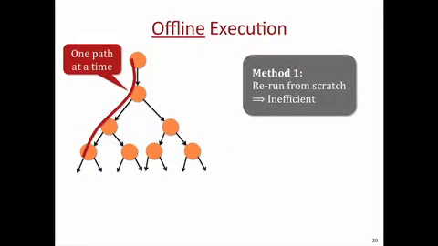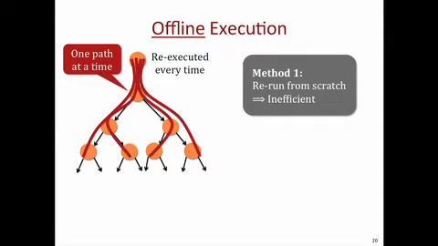First of all, offline execution tries to run a single path at a time. In other words, we generate a concrete input and execute a single path. And when we try to explore another path, we generate a new input and rerun the entire program from scratch. By rerunning a program from scratch, we only need to consider a single path, a single program state, at a time. So this is very memory efficient. However, in this offline execution, we have to re-execute the same prefix for every exploration. In other words, this is not efficient.